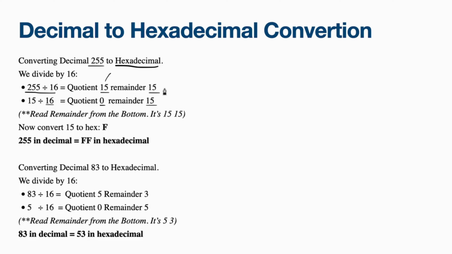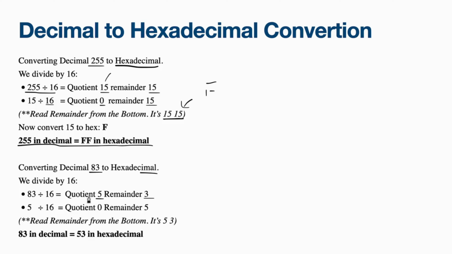Now read the remainders from the bottom. It's 15 and 15. Since we know in hexadecimal, 15 corresponds to F, 255 in decimal is equal to FF in hexadecimal. Similarly, you can try to convert decimal 83 to a hexadecimal number. Again, we will do the same. We will divide 83 by 16. Here, we get a quotient 5 and remainder 3.